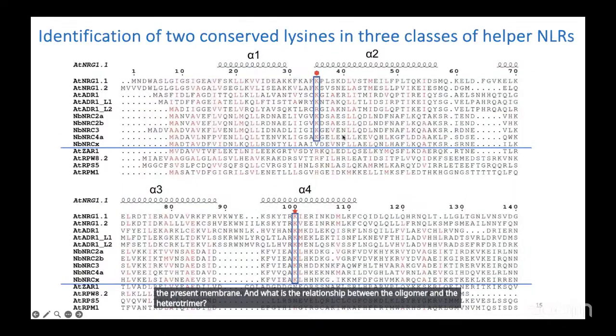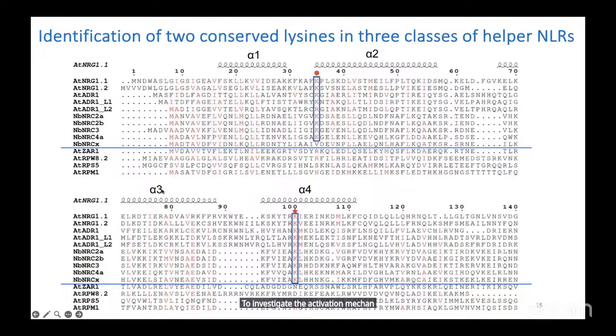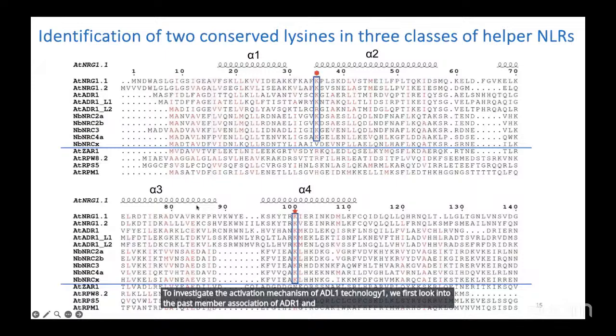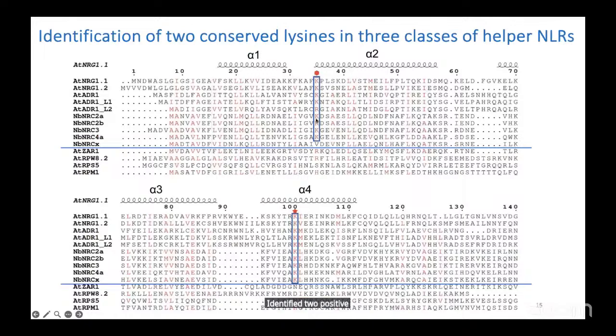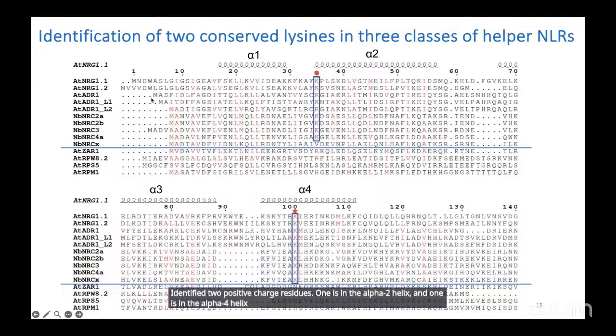To investigate the activation mechanism of ADR1 and NRG1, we first looked into the plasma membrane association of ADR1 and NRG1, and found that helper NLRs use a special mechanism to localize at the plasma membrane. Sequence alignment of the N-terminal CCR domain of ADR1 and NRG1, and the CC domain of another helper called NRC from Arabidopsis and Benthamiana, identified two positively charged residues. One is in the alpha-2 helix and one is in the alpha-4 helix. The two positively charged residues are not conserved in general CC-NLRs.